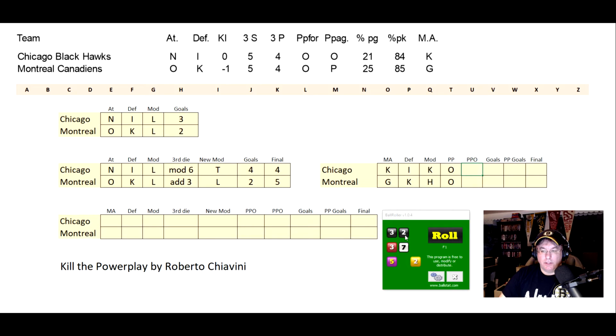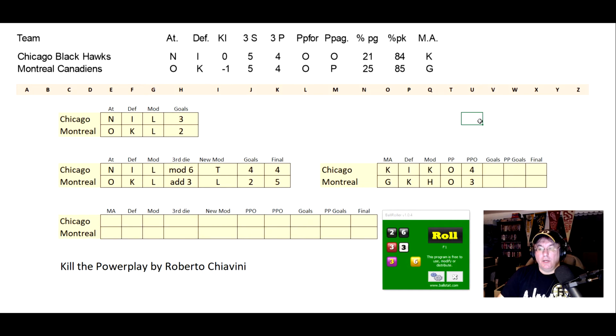What you do now, on the scoring table, you look at column O, and we're going to roll 2d6 on the scoring table. That's not going to give us goals. That's going to give us power play opportunities. So let's roll here for Chicago. Chicago rolls an 11. Column L is 4. So Chicago has 4 power play opportunities to score. Montreal now, same thing off of column O, 8. And 8 gives us 3.